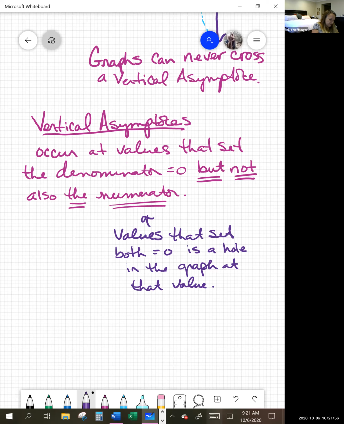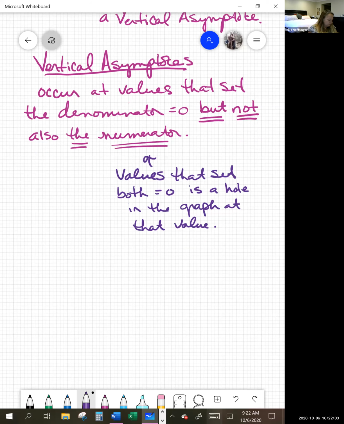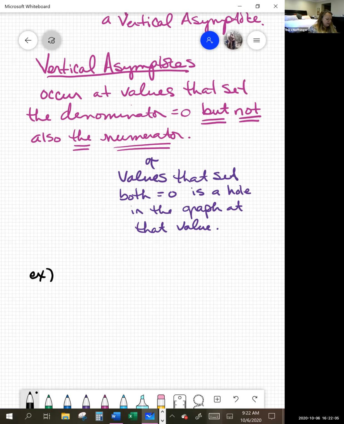Okay, so let's maybe look at a couple examples before I go any further. Find the domain of each rational function.